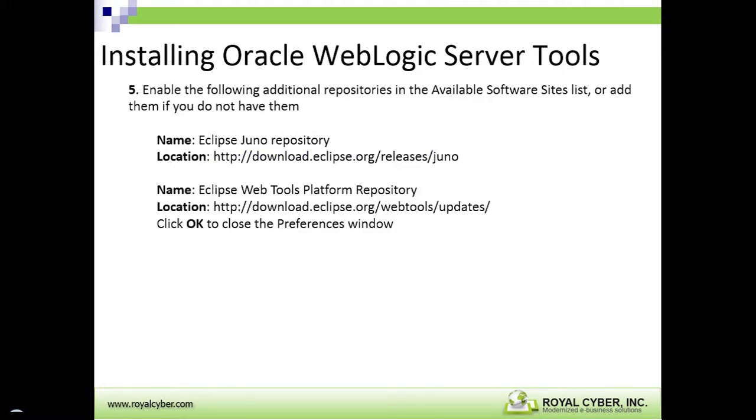Two more repositories are required to be added. In the same way, add these two repositories that are mentioned in this slide. The first name should be Eclipse Juno repository, and in the location field, type the URL given. In the same way, the second repository is Eclipse Web Tools Platform repository. Simply, in the location field, type this URL that is given and click the OK button.